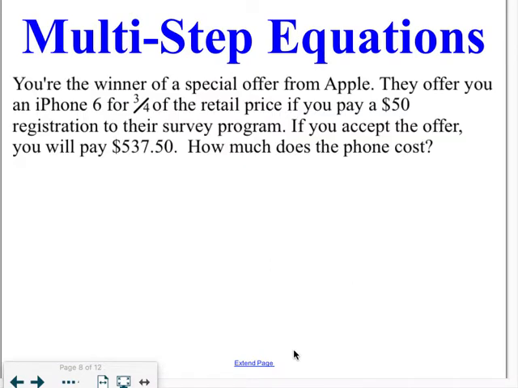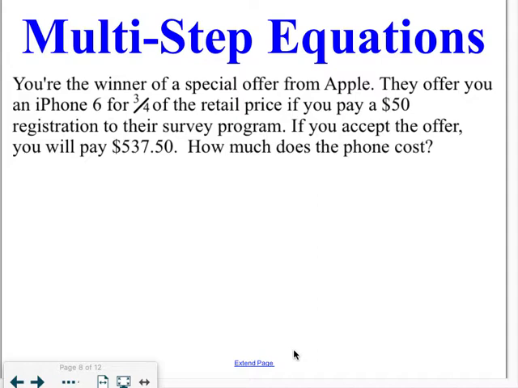You're the winner of a special offer from Apple. They are offering you an iPhone 6 for 3/4 of the retail price if you pay a $50 registration fee to their survey program. If you accept the offer, you pay $537.50. How much does the phone cost?